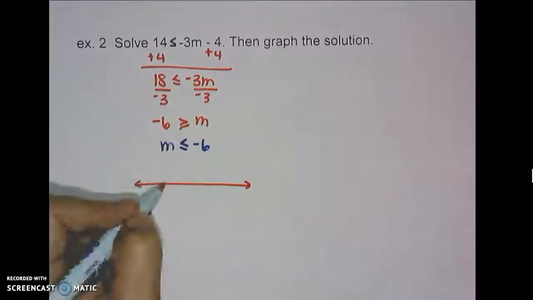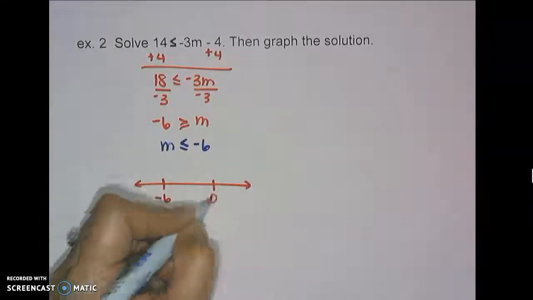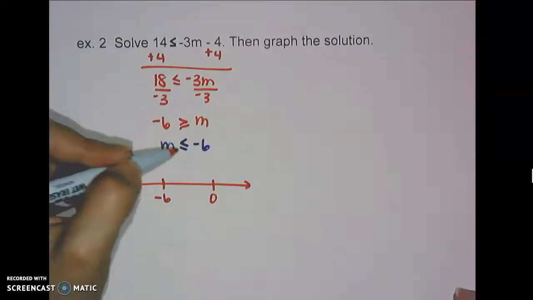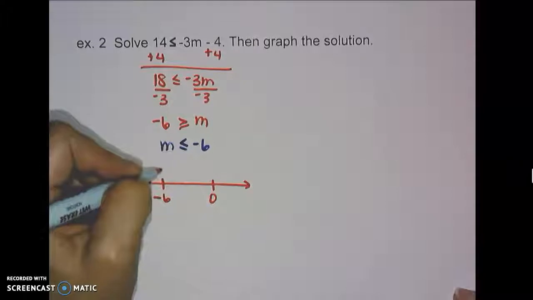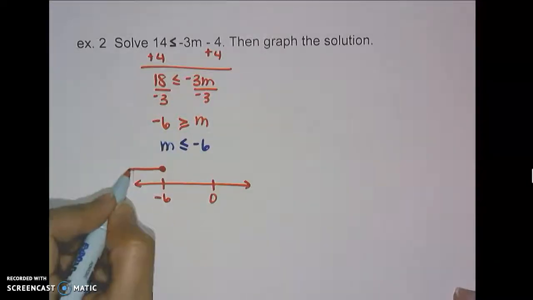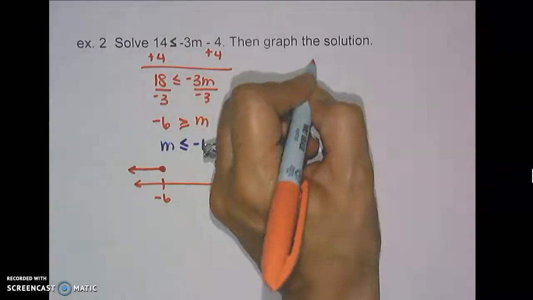So now we have two numbers that we need. Negative 6 is going to come first since that's smaller than 0. At negative 6, since we have m is less than or equal to negative 6, we're going to put that closed dot in there. And since it's less than, we're going to shade on over to the left where the numbers are smaller.